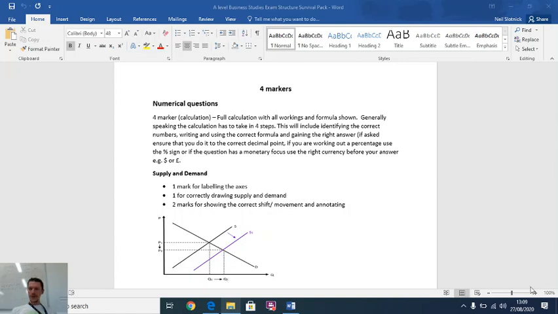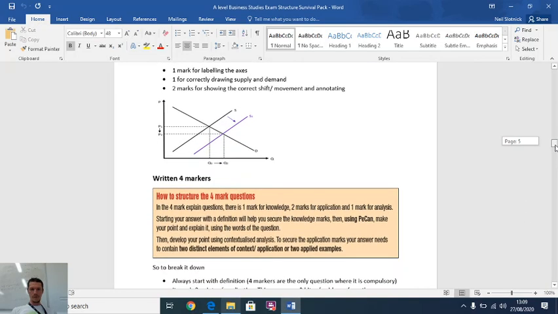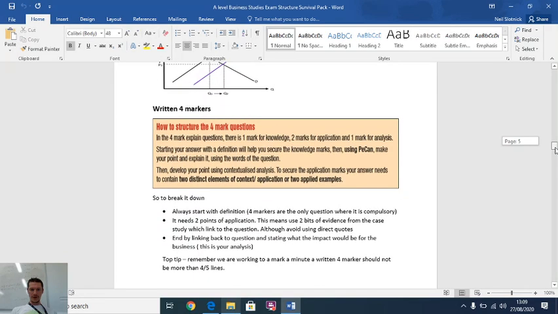If you're asked for a written 4-marker, here is what we are looking for. You're going to be getting 1 mark for knowledge, 2 for application, and 1 mark for 1 line of analysis. To break it down, start with the definition. You need the definition in there. Then 2 points of application, so use 2 bits of evidence from the case study which link to the question. Don't just quote it. I'm going to show you a couple of examples in a minute so you can see how to score 4 out of 4. And then your linked analysis is linking back to the question.